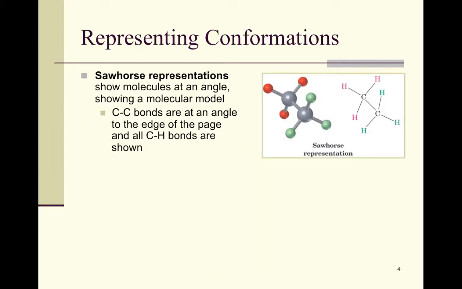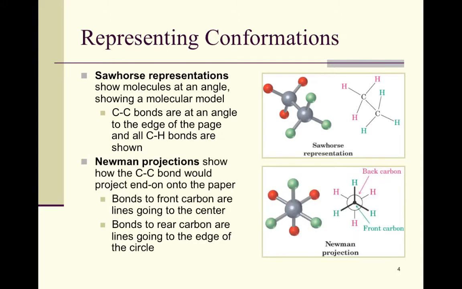Representing conformations. Go ahead and build the model of ethane so you can follow along with these illustrations. Sawhorse representations show molecules at an angle. The carbon-carbon bonds are at an angle to the edge of the page, and all carbon-hydrogen bonds are shown. In the Newman projection, we look at how the carbon-carbon bond would look if we had it end-to-end on paper. Bonds to the front carbon are lines going to the center, while bonds to the rear carbon are lines coming out of the edge of the circle.